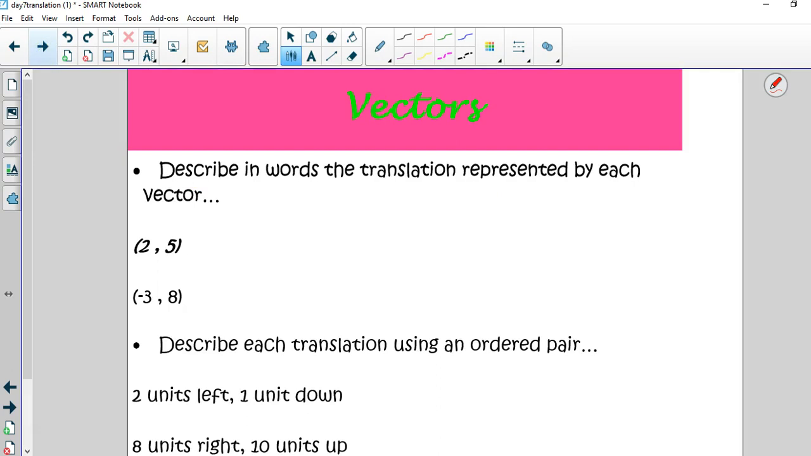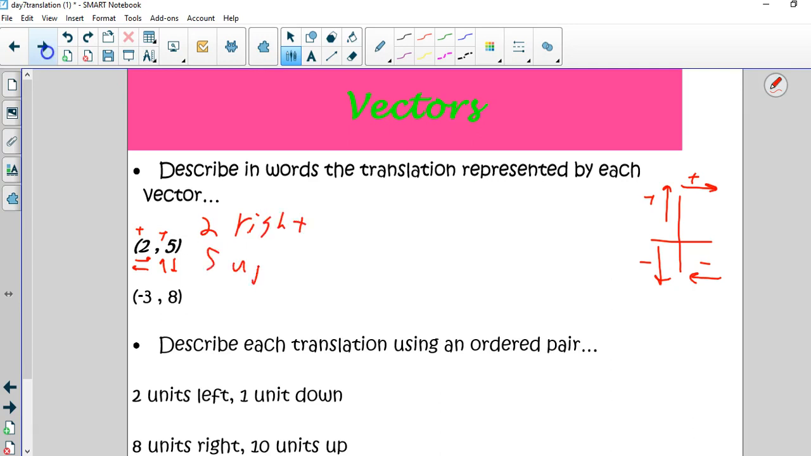Vectors. Describe in words the translation represented by each vector. So, note that these are both positive. And if you think about the coordinate grid, going up is positive and going right is positive. And going down is negative and going left is negative. So think about that. If I see 2, 5, remember, x is our left and right, and y is our up and down. So this is going to be 2 to the right, because it's positive, and 5 up.